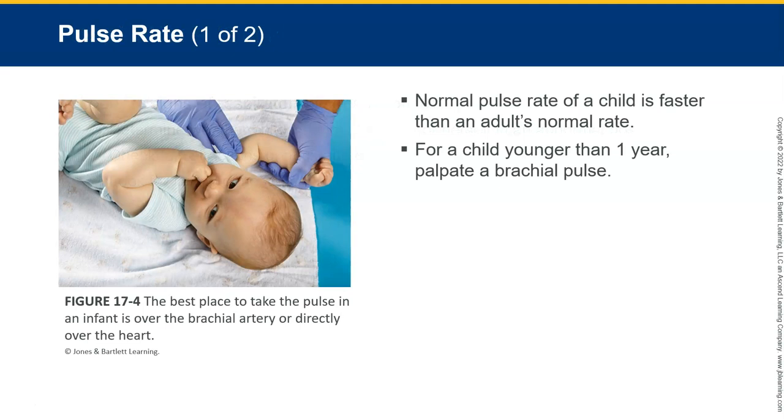Now the pulse rate you see right there, that's going to be the brachial pulse. That's where we're going to take it on these little ones. That's the best place to take it, over that brachial artery. Of course, directly over the heart also, if you're listening through a stethoscope. But the normal pulse rate of a child is going to be faster than an adult's normal rate. So a child younger than 1, this is what we talked about. This is where we're going to take it. You're going to separate those two muscles, your bicep and your tricep, and push in and pin down that brachial artery to be able to get your pulse.